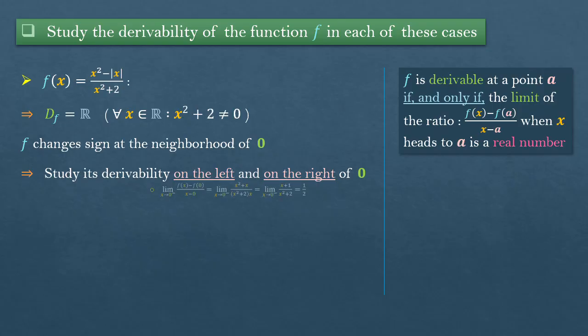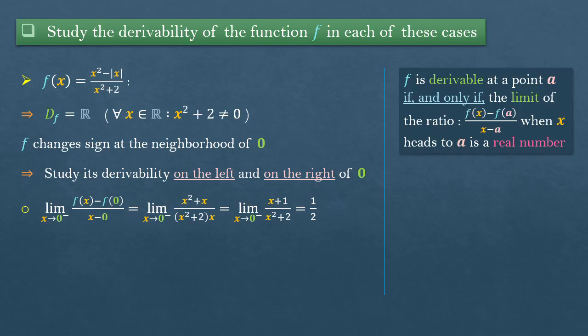So on the left of the point 0, we have the limit of the ratio (f(x) minus f(0)) all over (x minus 0) when x heads to 0 by smaller values, which equals the limit of (x squared plus x) all over (x squared plus 2) all over x when x heads to 0 from below, and this limit is equal to the limit of (x plus 1) all over (x squared plus 2) when x heads to 0 from below, which equals 1/2. We will note this limit is equal to the real number L1.